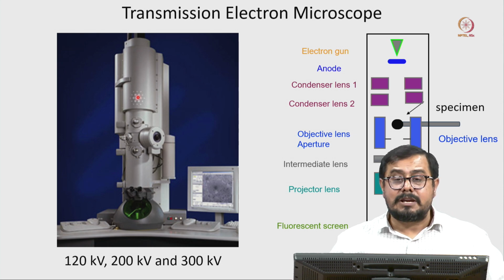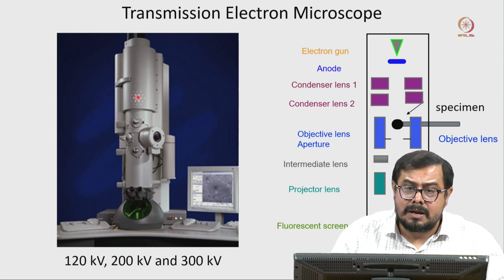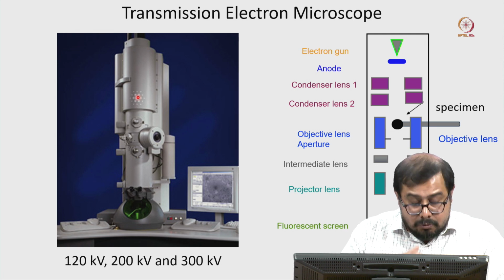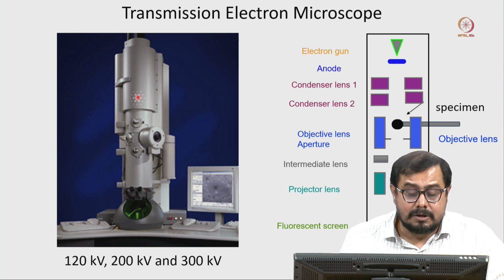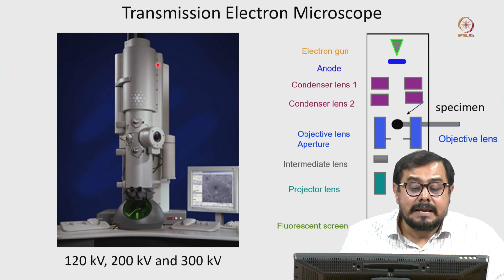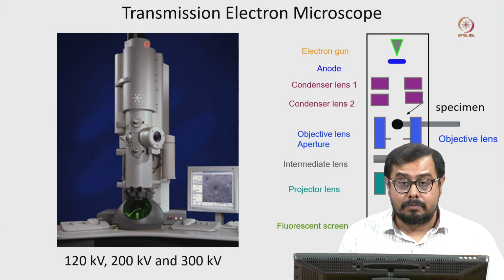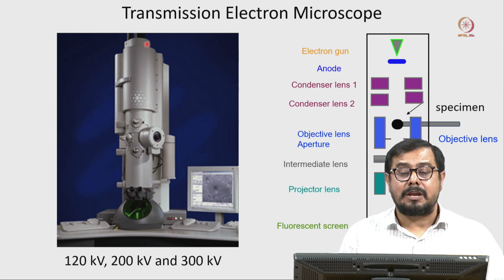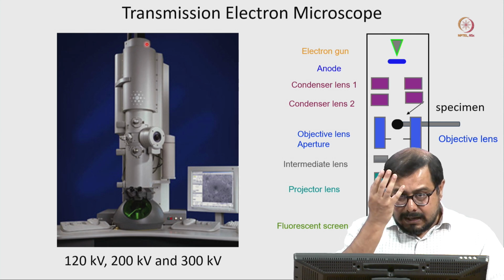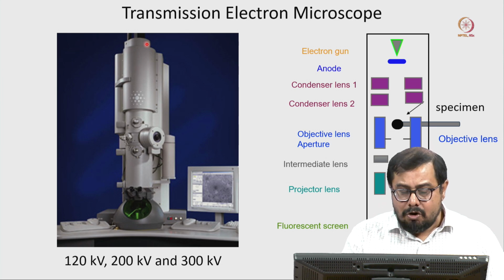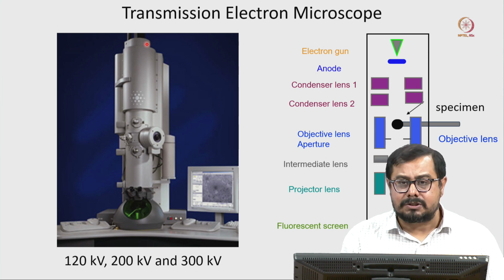But why can we not see all this lens system? Why can we not see the electron gun? We cannot see all of these things because this entire system is under a high vacuum. If you do not have a high vacuum, the electron beam cannot come and it cannot illuminate your sample and it cannot pass through your sample.